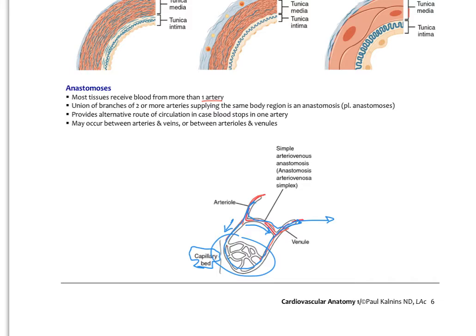So this is an alternate route for circulation, usually as a protective mechanism in case blood stops in any one artery. Typically occurs between arteries and veins. It can also occur between arterioles and venules. So that's a little bit on the different types of arteries and anastomoses.